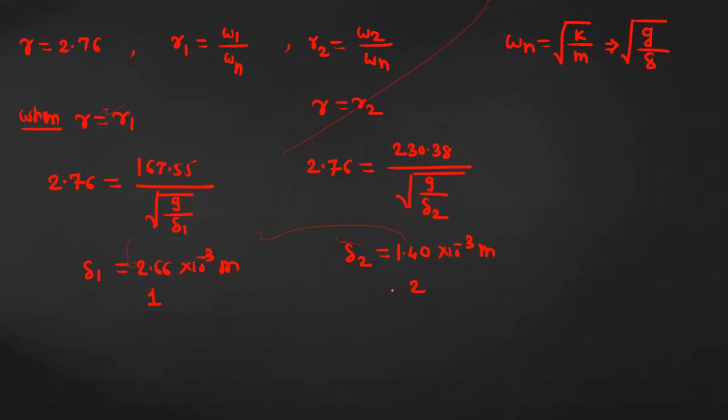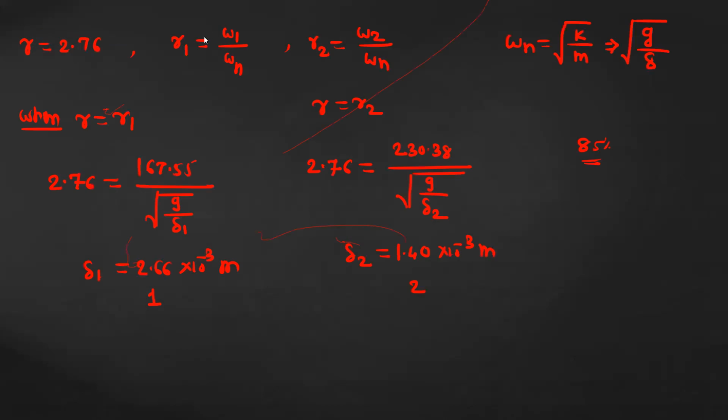So we have to choose which spring we should connect as an isolator so that we will have 85% of isolation. Okay, we have to choose only one spring out of these two. So for that, we have to again get back to the equation of transmissibility. So I will write here delta 1, which is equal to 2.66 millimeter, and the delta 2 value, so this is 1.4 millimeter.